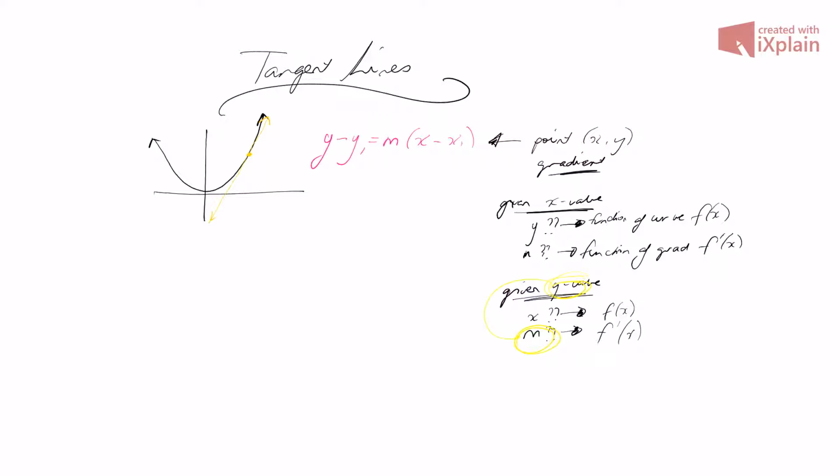And obviously the last thing that you could be given is the gradient. If you're given the gradient, the only thing that the gradient has a relationship with is x. So you'd have to substitute the gradient in and rearrange to solve for x. And then once you have that x value, you can find the y value. You can't find the y value until you've found the x value, because the m and the y have nothing to do with one another. They have no relationship.